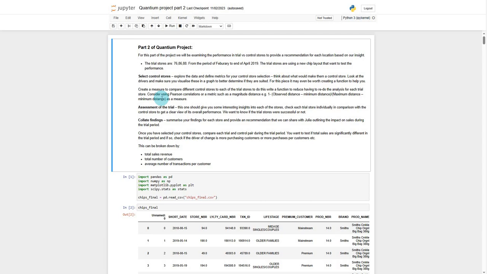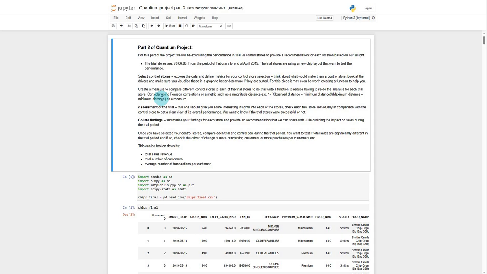So basically, your job here is to select a group of control stores. So a control store for each trial store, one for one, and to base it off of some kind of measures, and then to assess the trial store performance versus the control store performance. And they also go into what visuals you can do to see if there were any significant differences. They give you some ideas of what you could do, like total sales revenue, total number of customers, average number of transactions per customer, things like that. But what's good about this project is that you have free rein to make your own ideas, your own measures, of what you can gauge it by.